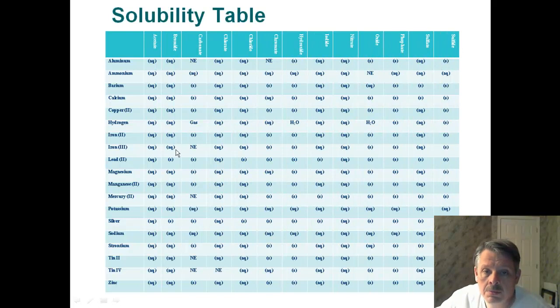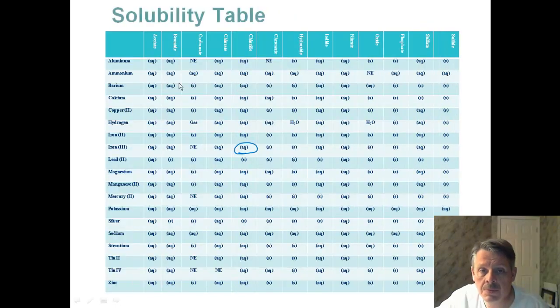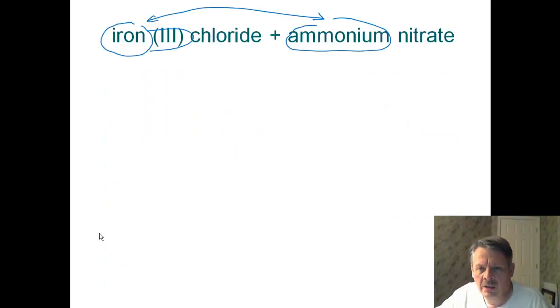Iron 3, and we come across to chloride, is aqueous, and ammonium nitrate. Ammonium, and let's come across to nitrate. By the way, folks, I do this pretty quickly. Notice all of your nitrates are aqueous, and all of your sodiums are also aqueous, and all of your potassiums are also aqueous. So that just kind of helps when you're looking at things. Anyway, so our iron 3 chloride and our ammonium nitrate are both aqueous. So that's good.